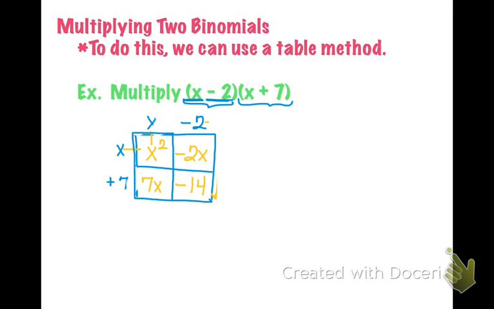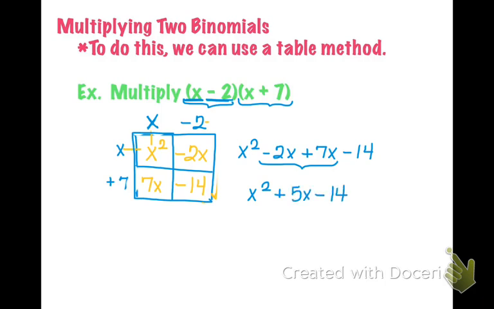Our final result is going to be a polynomial written out just like we did on the previous ones. So if I were to write this out, I have an x squared term, a minus 2x, a plus 7x, and a minus 14. And I've got to ask myself if there's any like terms. And I see that here in the middle I do have 2 like terms. We always want to combine those down, so we get x squared plus 5x minus 14. And now that all my like terms are combined, that's going to be our answer.